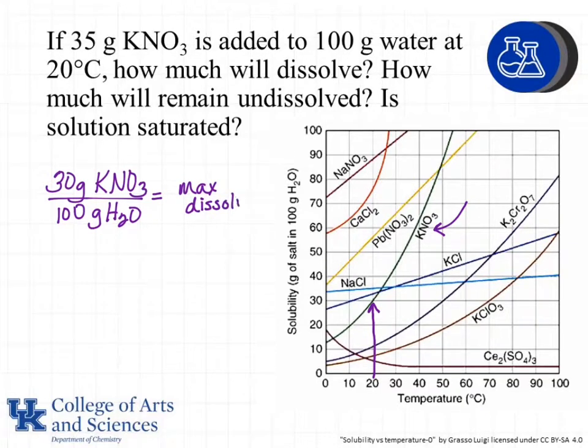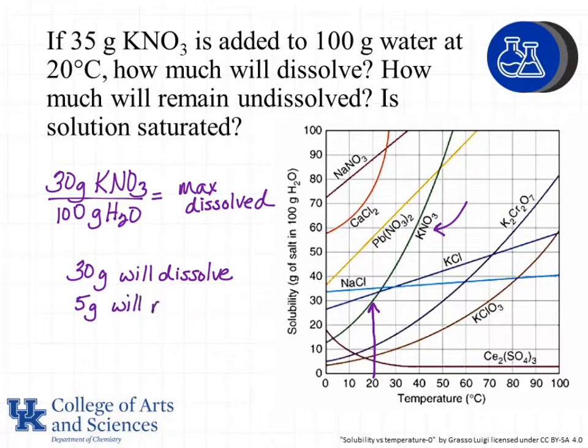This is the maximum amount that can dissolve in that sample of water. If we've added 35 grams, we have added more than can dissolve, and so we will see that 30 grams will dissolve. 5 grams will remain undissolved, and this will be considered a saturated solution because the maximum amount of KNO3 is dissolved. Even though there is excess in there, the maximum amount is dissolved, so it meets the definition of saturation.